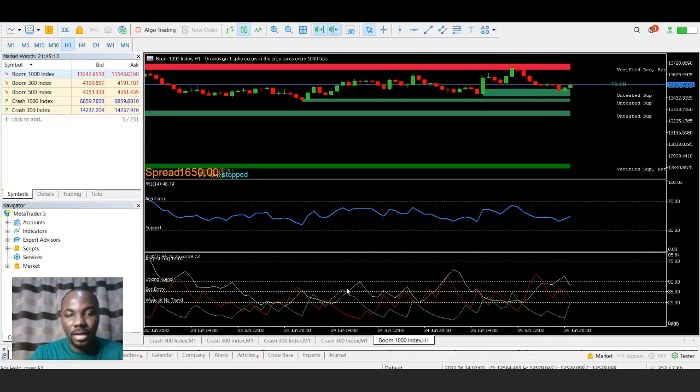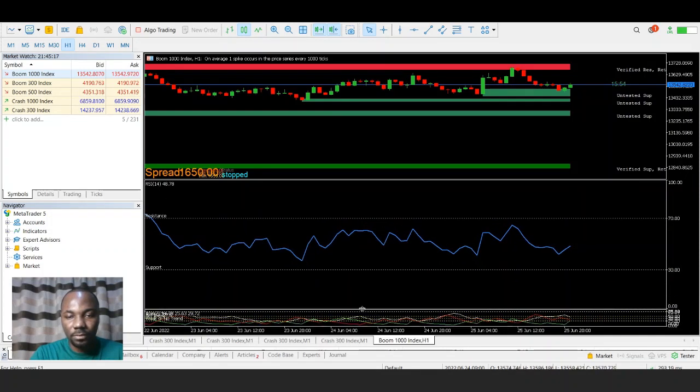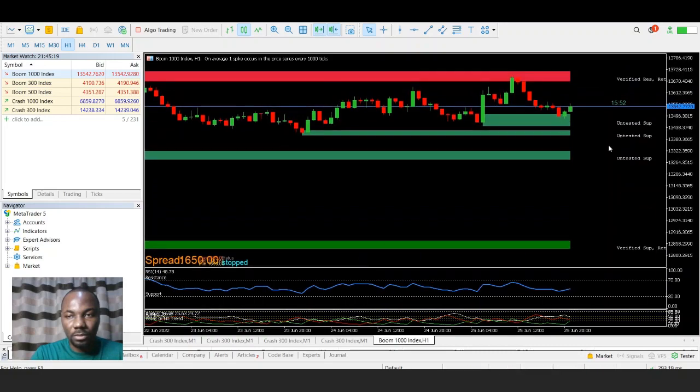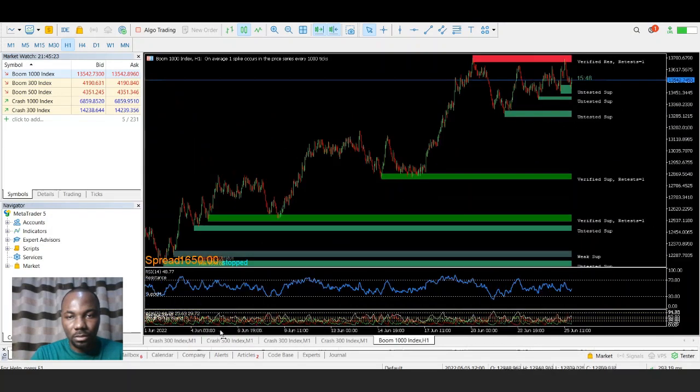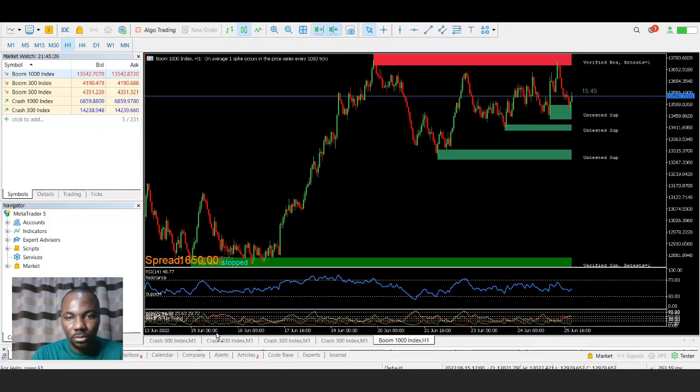So this is a strong downward trend, and if the green is above the red, like this area, then it's a strong upward trend. Okay, so let me just lower this and lower this and then close this in. Okay, good.